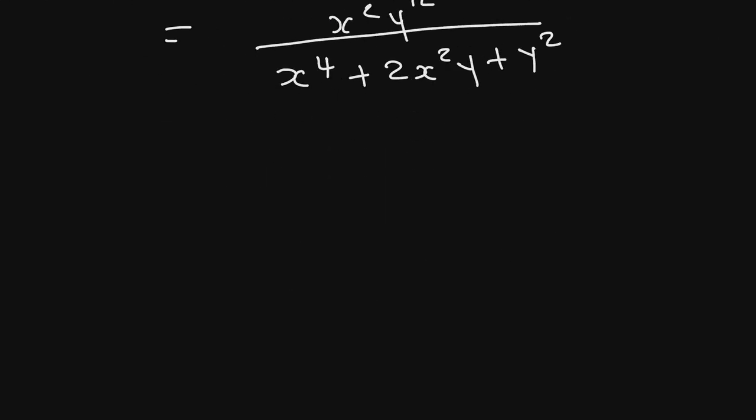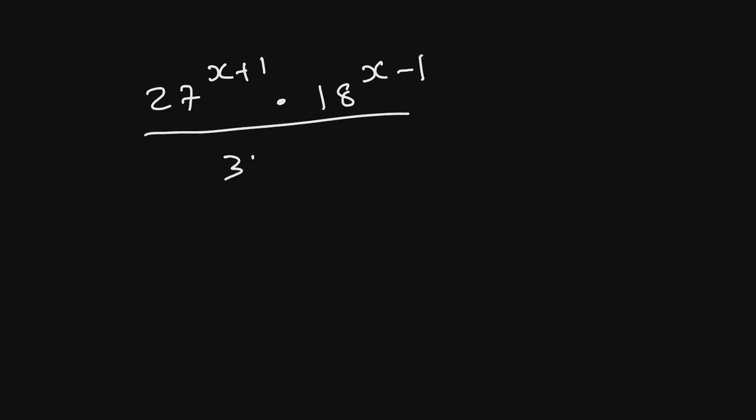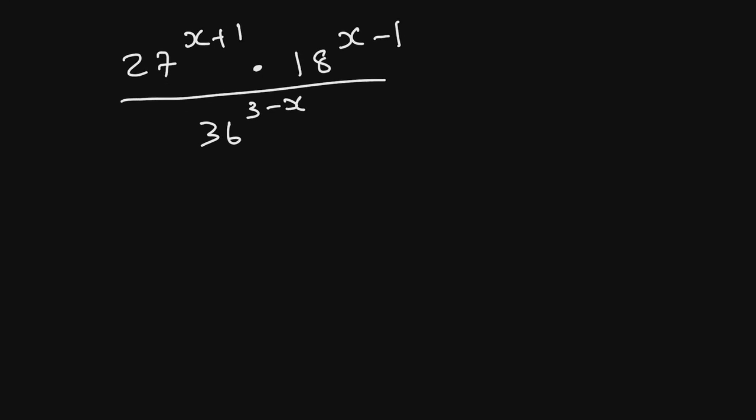Now let us also look at another problem of exponents. Let's say for example we have 27 to the power of x plus 1, multiplied with 18 to the power of x minus 1, all divided by 36 to the power of 3 minus x. In this type of problem, we need to make our bases prime numbers.